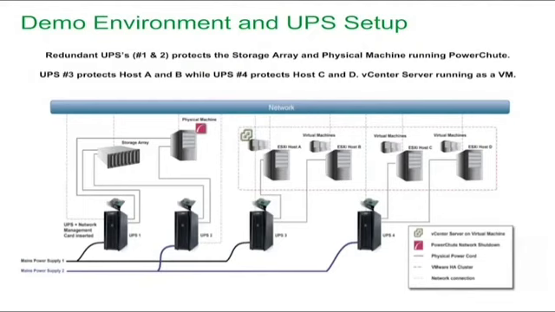We will now demonstrate prioritized VM migration and a graceful shutdown sequence in action. We will trigger a power outage on the UPSs connected to mains power supply 1. This will affect the UPSs in host group A and one of the UPSs powering the storage array PowerChute machine.